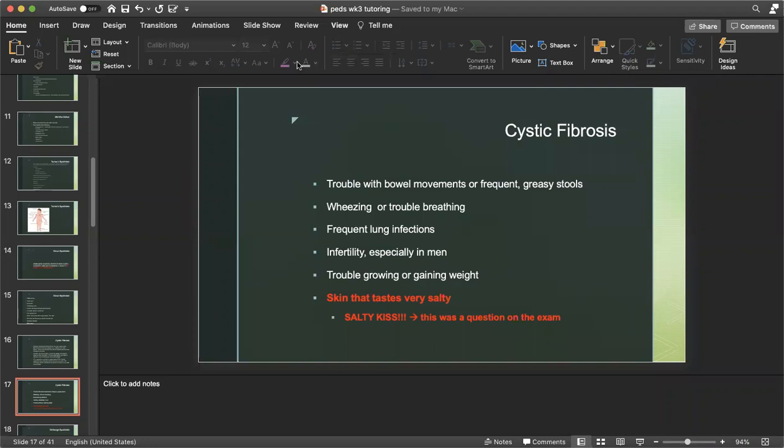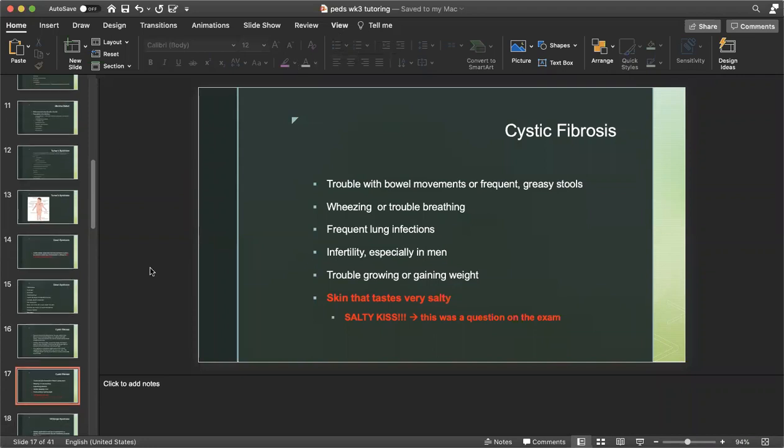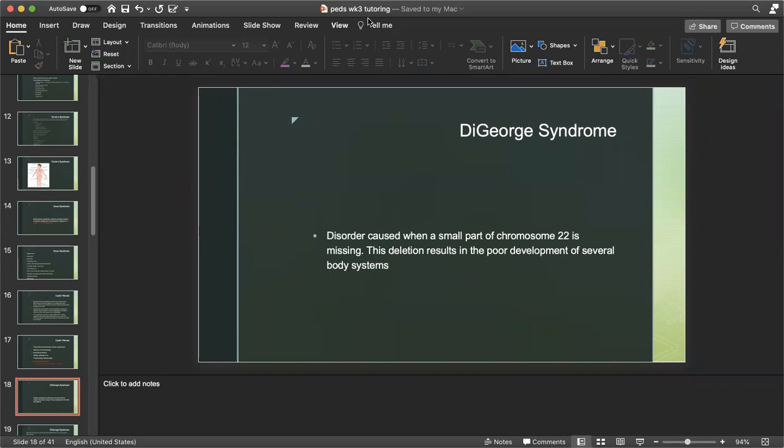Okay, so DiGeorge syndrome. I don't know if she talked about this in class, but it was on our first exam, so I just added it just in case. DiGeorge syndrome is a disorder caused when a small part of chromosome 22 is missing. This deletion results in the poor development of several body systems.